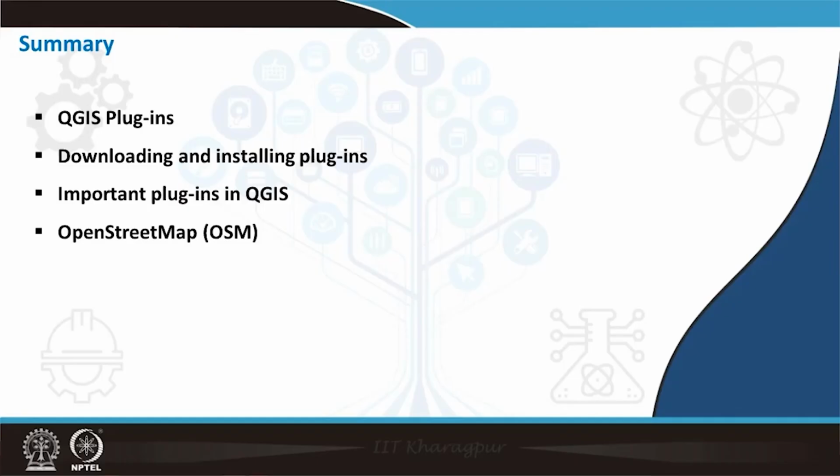Again, coming back to the summary, we have seen QGIS plugins, downloading and installing plugins. What are the different plugins? We have seen the Georeferencer plugin, OpenStreetMap, QuickMapServices, how to bring in Google Map, how to download OpenStreetMap data from the OpenStreetMap data repository to the QGIS platform using a QGIS plugin, and OpenStreetMap base layers to the QGIS platform. So till now we have seen these aspects of plugins in this particular session. Thank you very much.